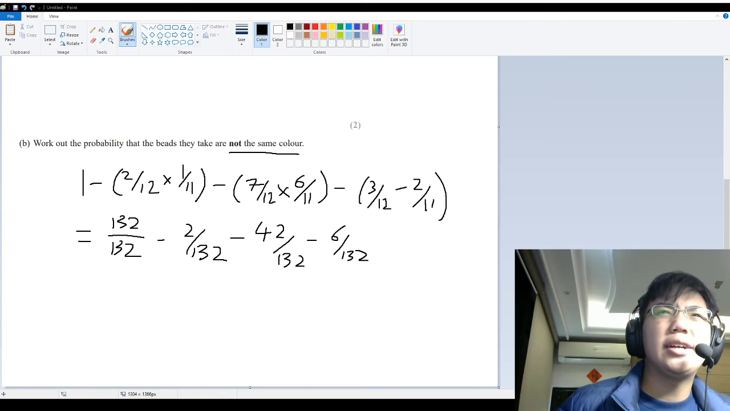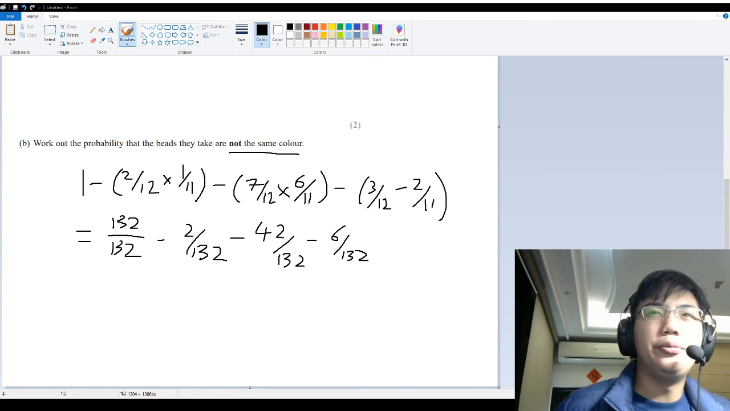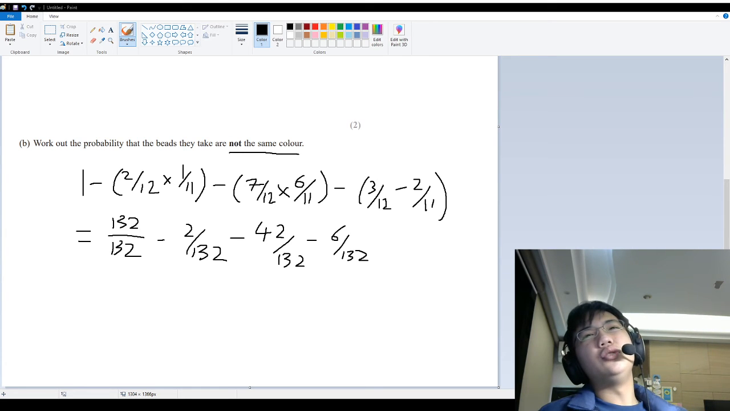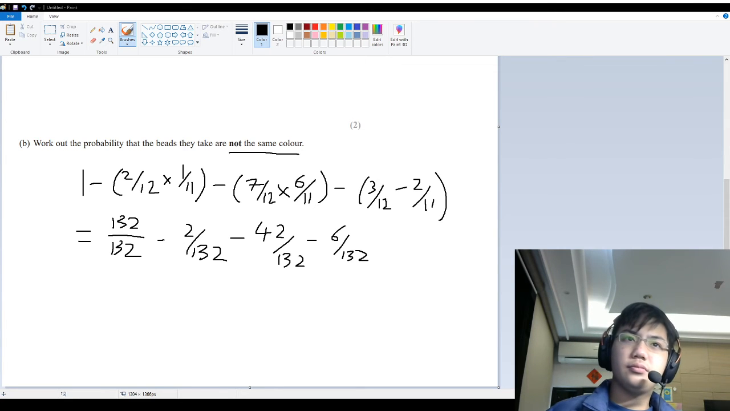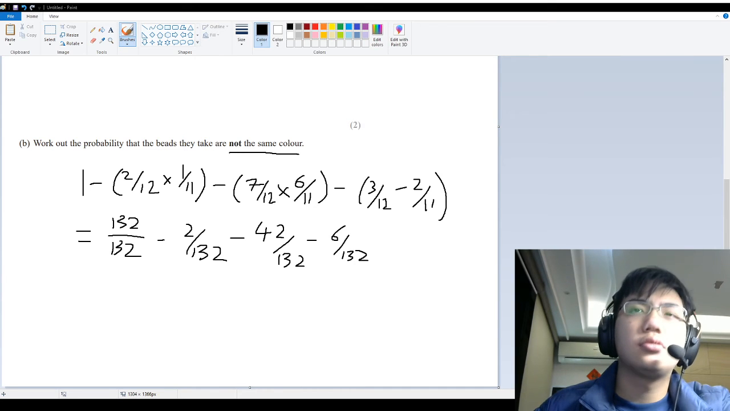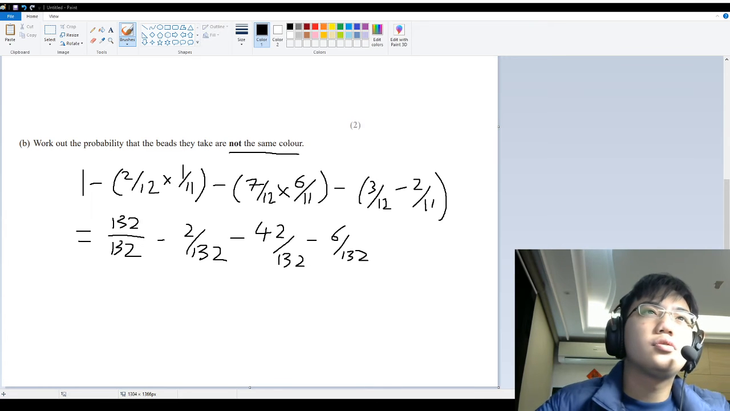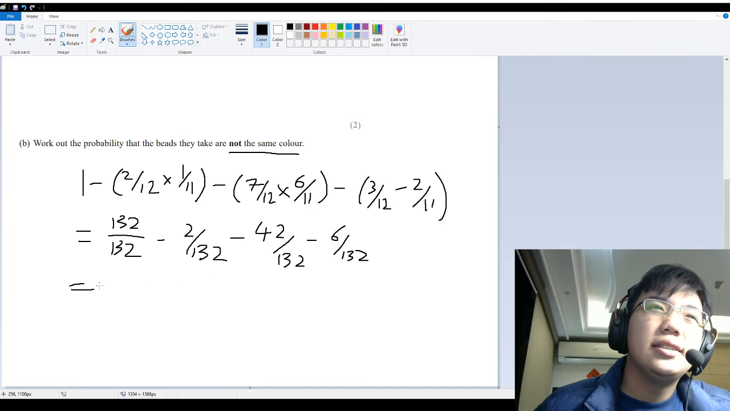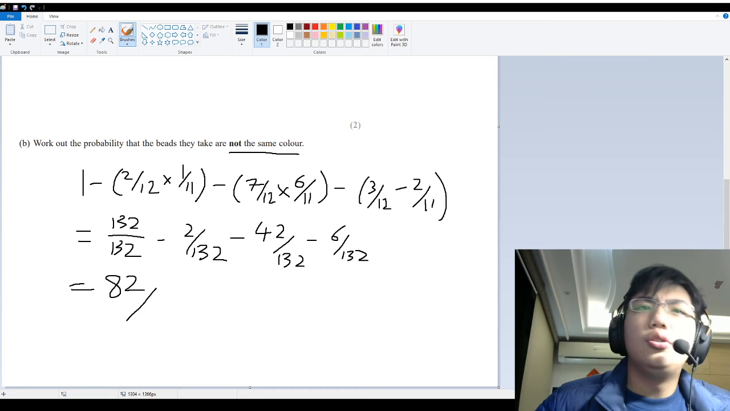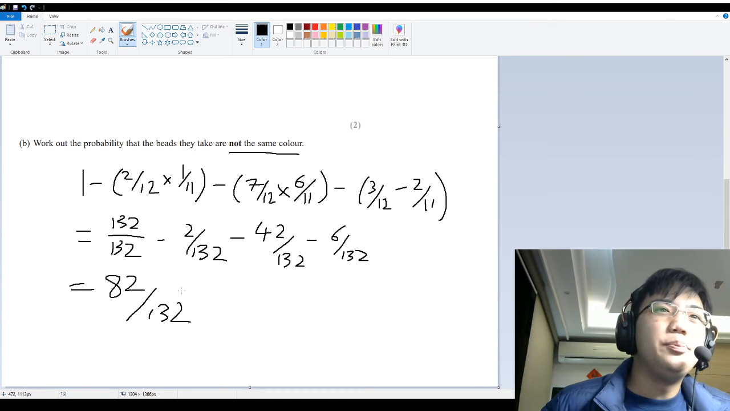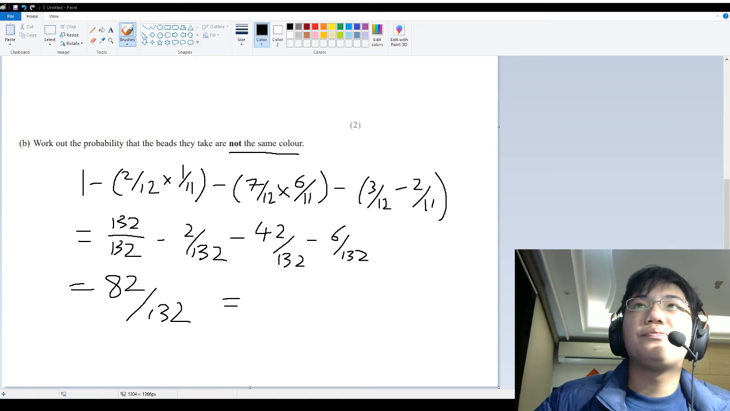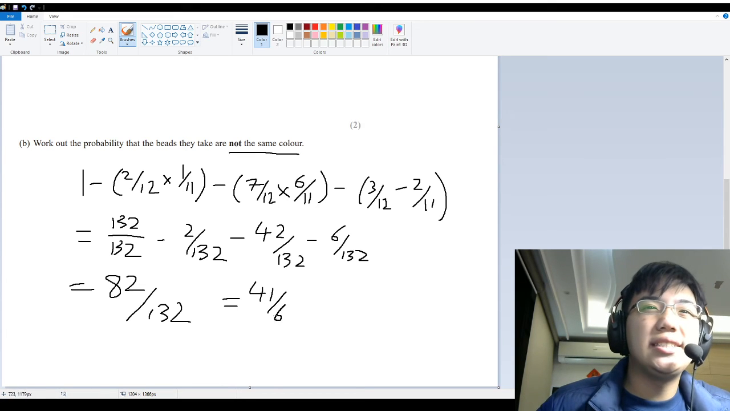And if you subtract all of these from 132 over 132, you get the answer: 82 over 132 chance that the beads are not of the same color, which equals 41 over 66 chance.